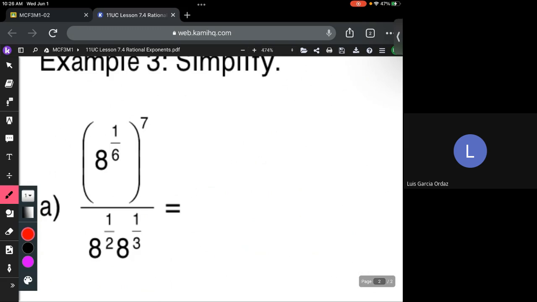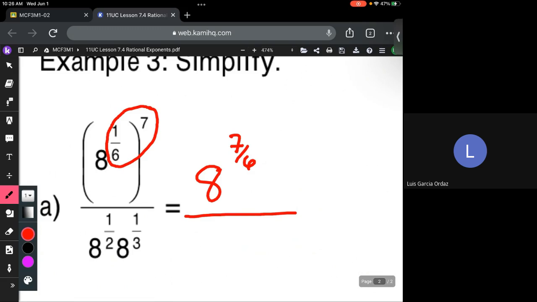All right, so we're going to start with our numerator first. So we have 8 to the power of 1 over 6 to the power of 7. So this is a power to a power. So what are we going to do with the exponents? What's 1 over 6 times 7? Yep. So 8 to the power of 7 over 6.